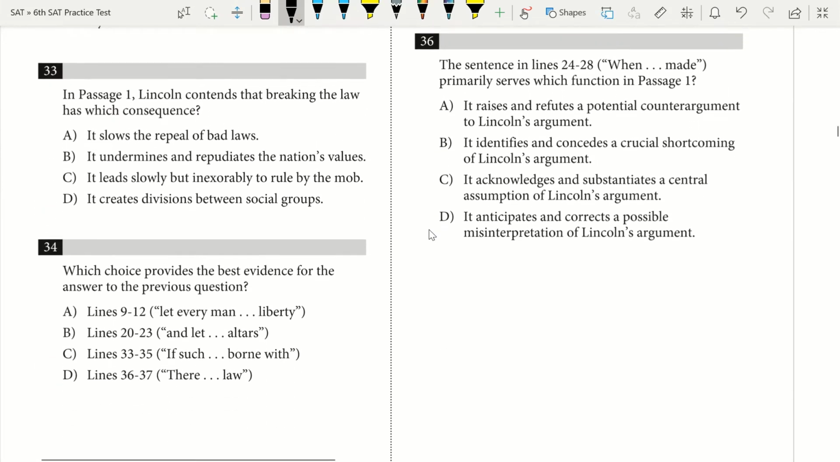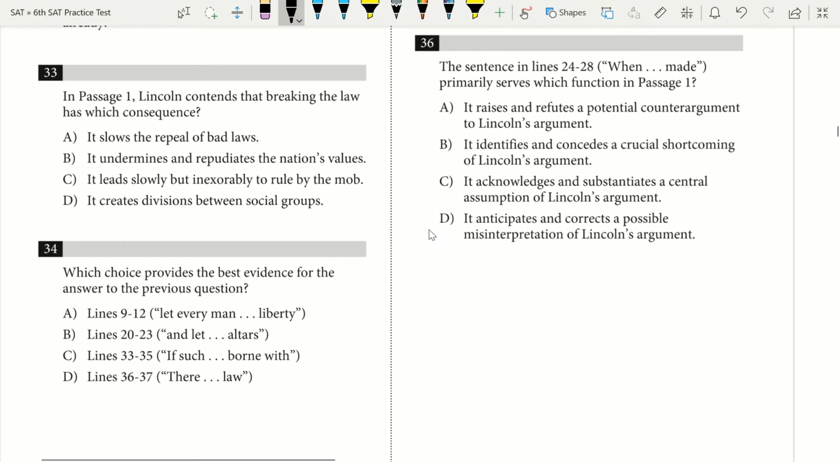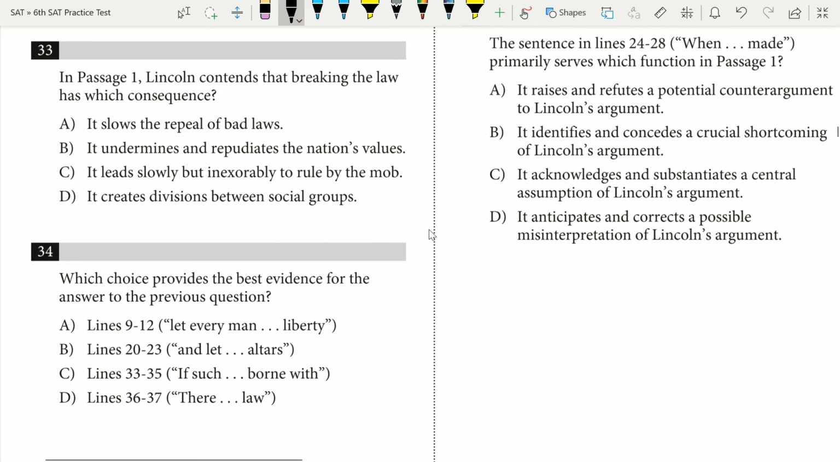Okay, so in passage 1, Lincoln contends that breaking the law has which consequence? Well, Lincoln's really talking about how breaking the law is undermining and repudiating the nation's values, right?